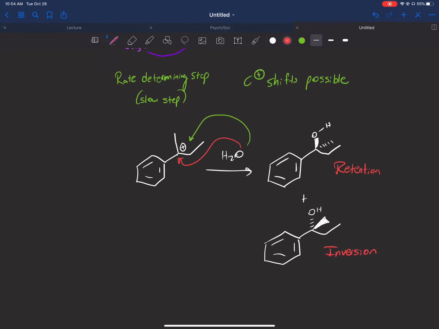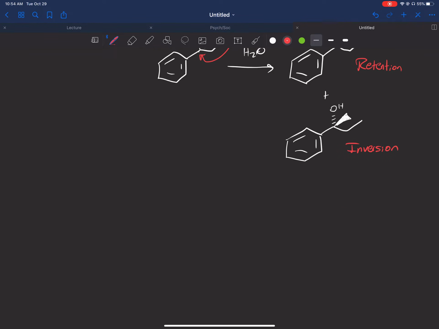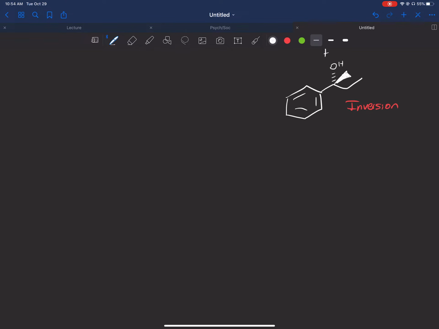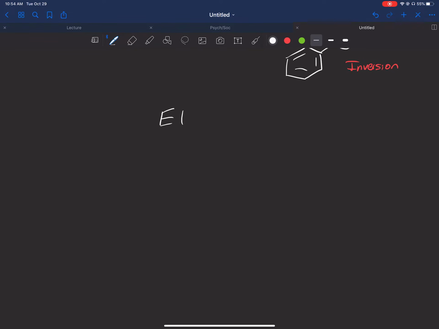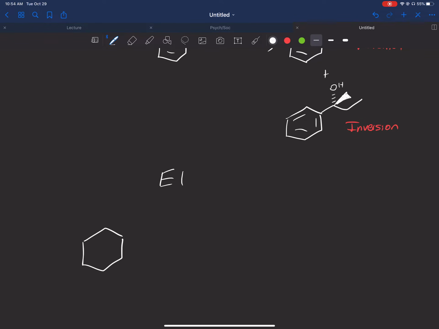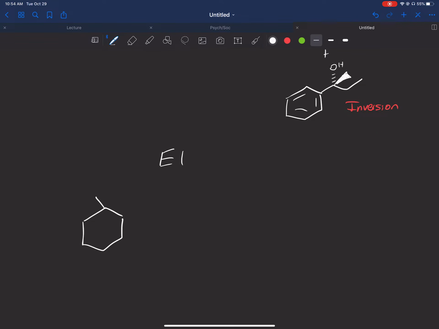Okay. So now we're going to go to E1. So what would this mechanism look like? So we saw the substitution reactions substitute. So what about an elimination reaction? Br, and here reacting with H2O.